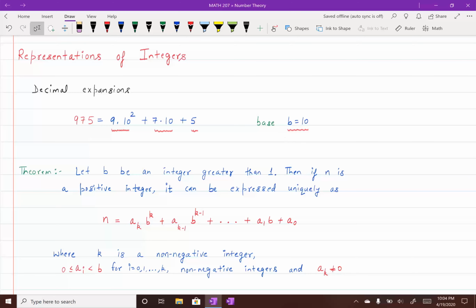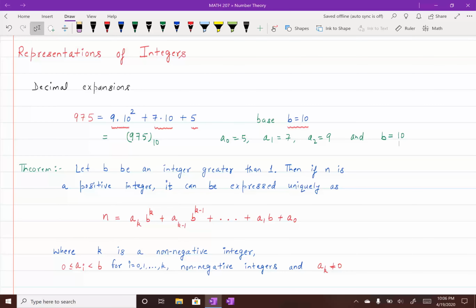For our above problem, if we use the decimal notation, then 975 is equal to 975 with the base 10, where the coefficient a_0 is 5, a_1 is 7, and a_2 is equal to 9. And the base value b is equal to 10. That's the reason you are able to express 975 as 9 times 10 to the power 2 plus 7 times 10 to the power 1 plus 5.